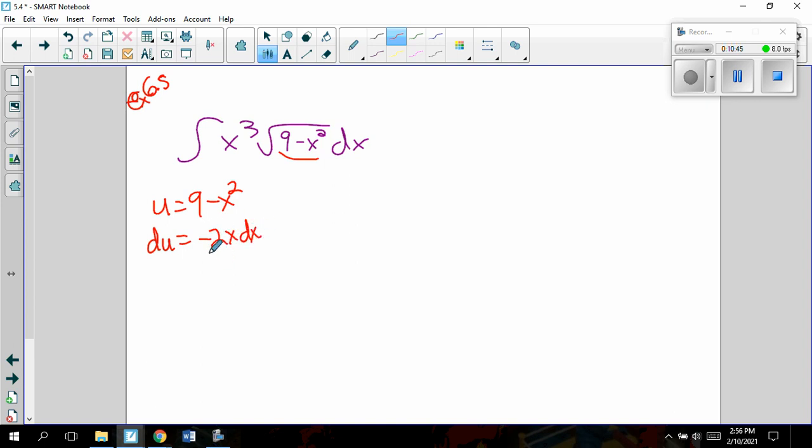I definitely don't want my negative 2. Let's divide that over. So negative 1/2 du equals x dx. Now yesterday when we did some of these and we got to this point and we compared x's, we noticed we had way too many x's. In this case, I don't have enough. So like the extra pieces are this x cubed and this dx, but I only have one x, not x cubed, that were found in this process.